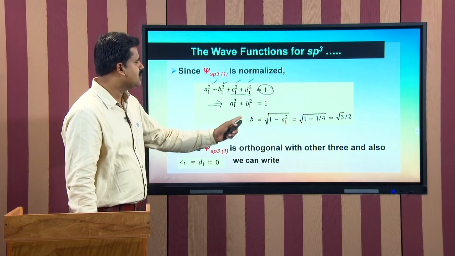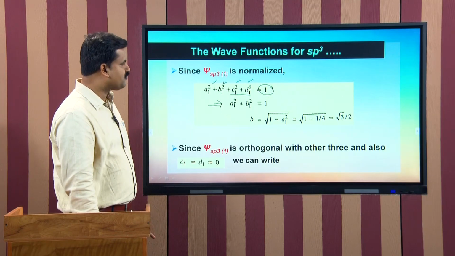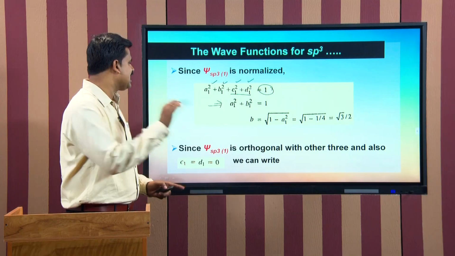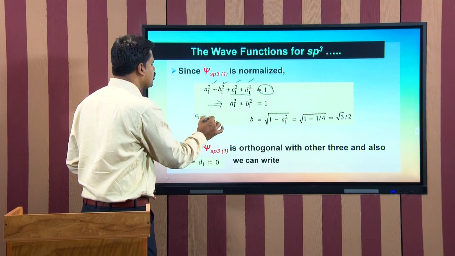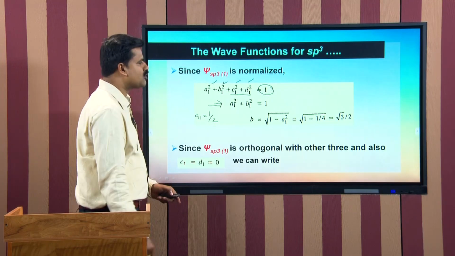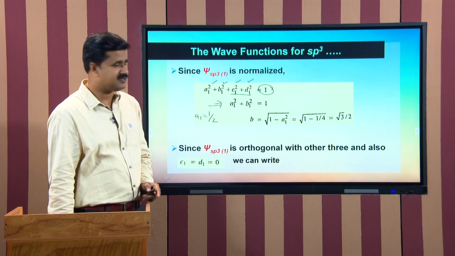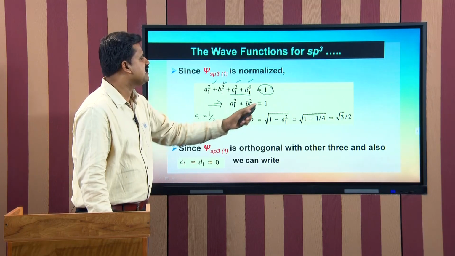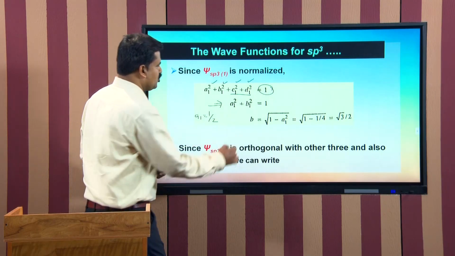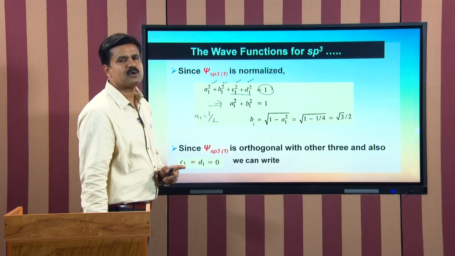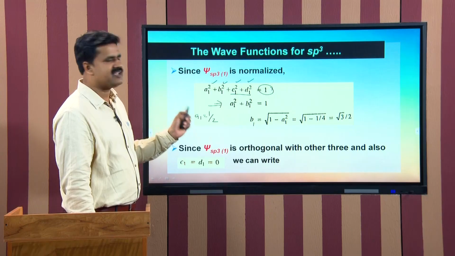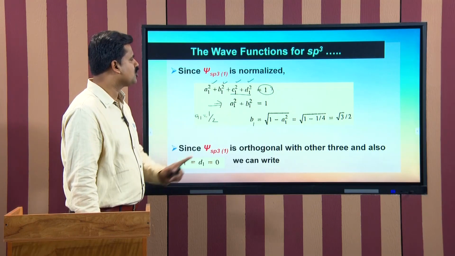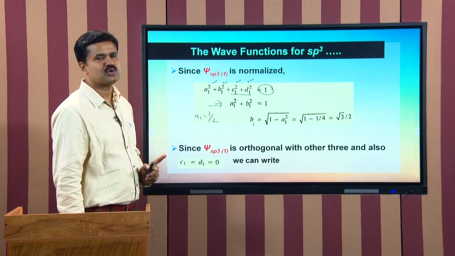On solving that, b1 is equal to root of 1 minus a1 square. But we already know that a1 is equal to 1 by 2, that is the coefficient of the s orbital. By putting this value of a1 square here, we get the value of b1 equal to root of 3 by 2. So, we got two results: a1 equal to 1 by 2 and b1 equal to root of 3 by 2.